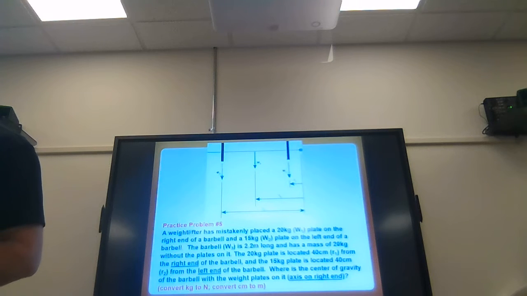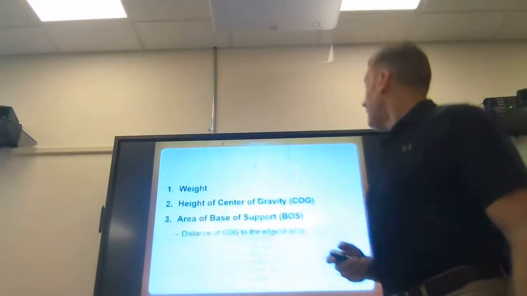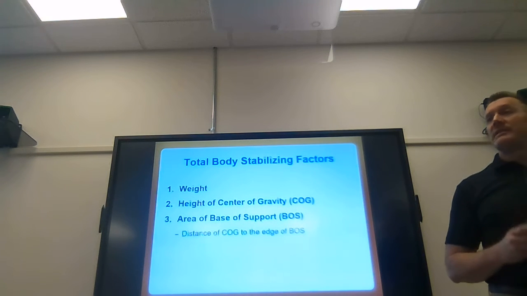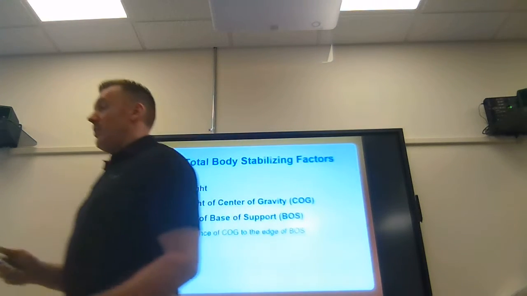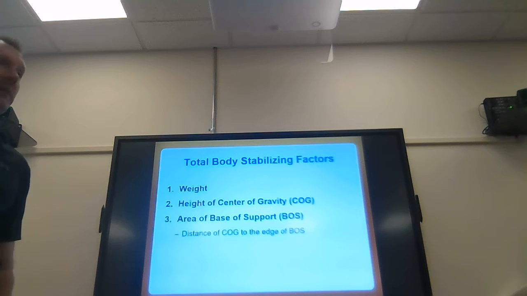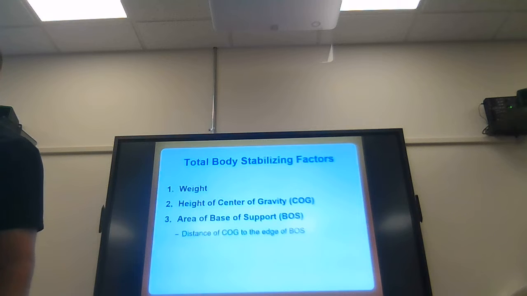The position of the center of gravity affects how well an object or body can be in balance. So for the last part of chapter 5, we have just a few more slides to go. We talk about total body stabilizing factors, the factors that determine how well an object or body can maintain balance and equilibrium. We can also use these in a practical way as prescriptive factors for exercise. So we can make an exercise more difficult or less difficult using these 3 different factors that affect stability.